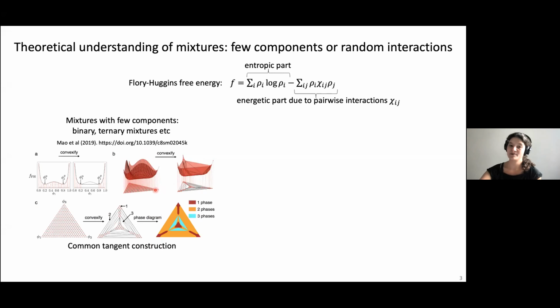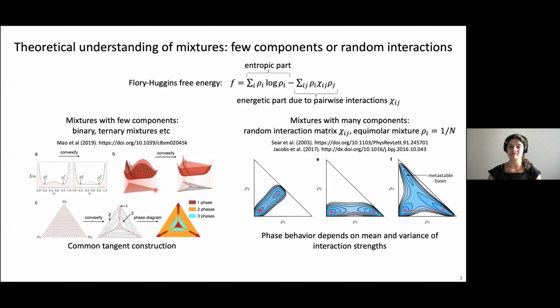One approach that people have taken to still model mixtures with many components is by approximating the pairwise interactions between components as random numbers, drawn from a certain distribution with a certain mean and variance. In this case, it was shown that the phase behavior indeed only depends on this mean and variance of the interaction strength.